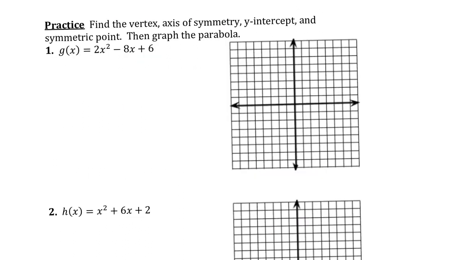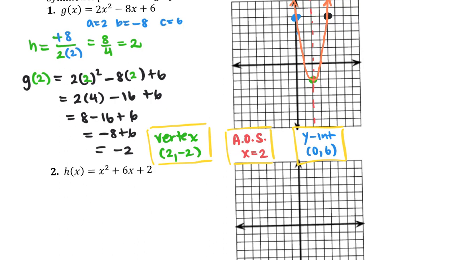Okay, go ahead and try the practice problems. We're going to do all the same steps. Unpause when you want to check your answers. Okay, for number 1, my vertex is 2, -2. Axis of symmetry is at x equals 2. My y-intercept is 0, 6, and I graphed it over here. To check my answer, since A is 2, it's opening in the upward direction. It has a stretch of 2, so if I go right 1 up 2 and left 1 up 2, it does look like that lines up with the graph I have.